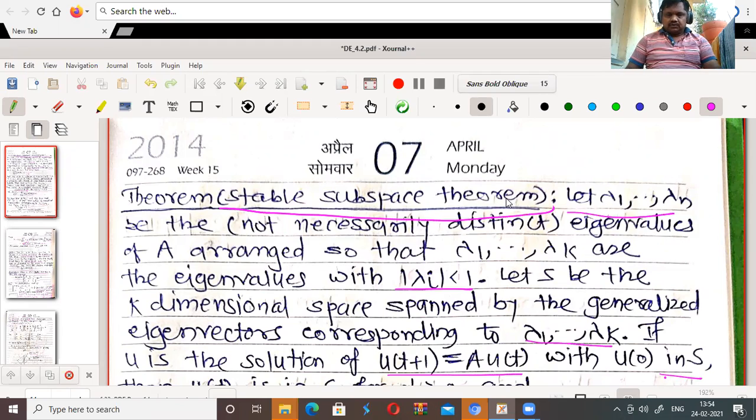Today we'll discuss one more result, that is the stable subspace theorem. In the previous lecture, we have seen how to obtain the generalized eigenspace.